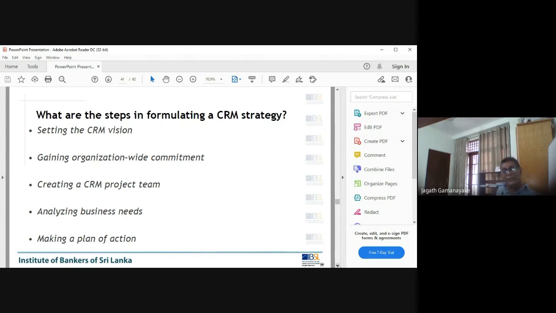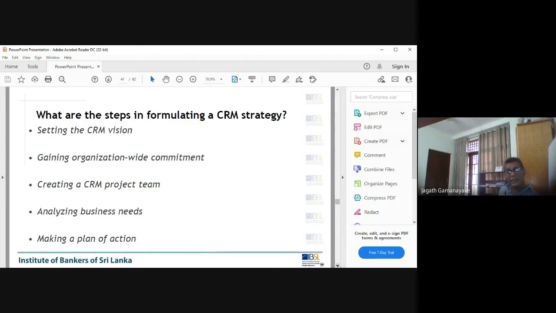So what are the steps when you are going to develop a CRM strategy? We discussed earlier that in the preparation of a strategy plan, we need to have steps involved: strategy formulation, strategy implementation, and strategy evaluation. These are very broad aspects of strategic formulation, implementation, and evaluation. But in CRM, what steps are involved in formulating the strategy?